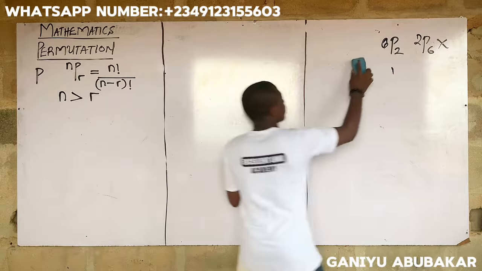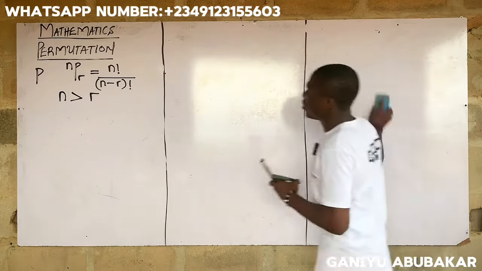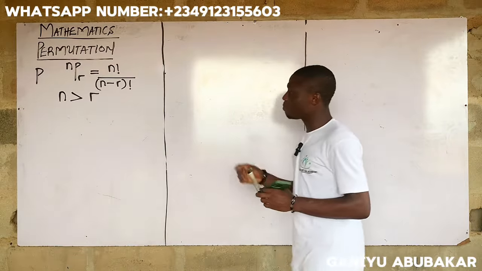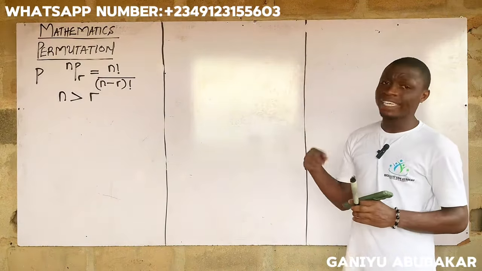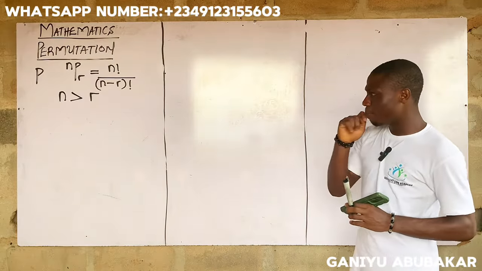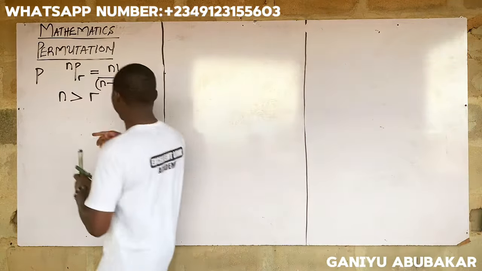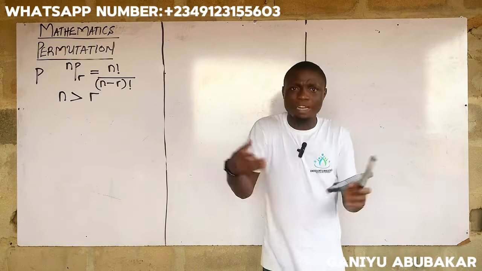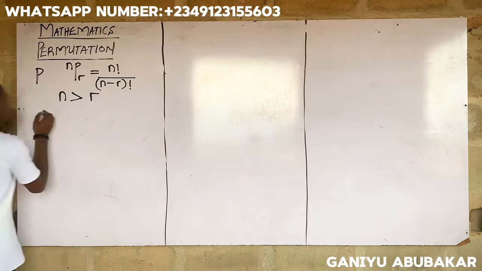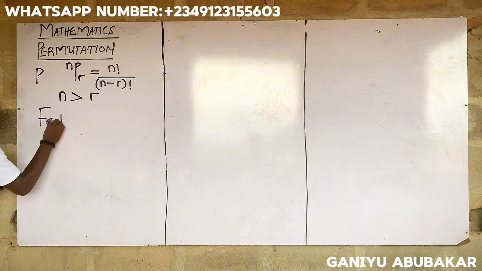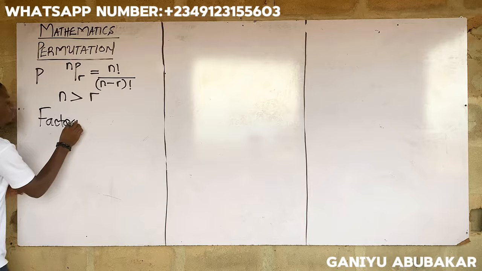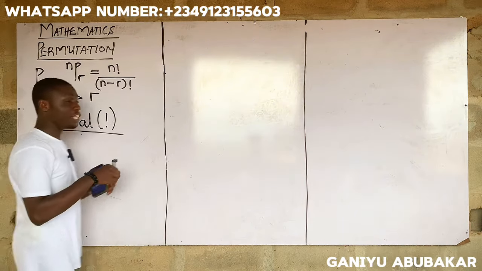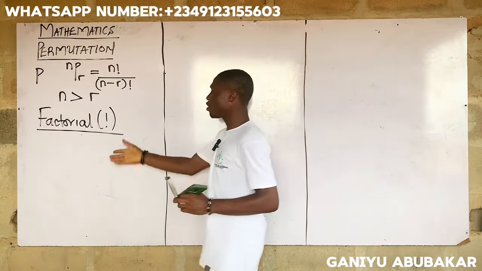All right, having discussed the mathematical expression and n being greater than R, let's look at something called factorial. As you can see from the mathematical expression, I'm saying factorial. What is factorial by definition? Let's look at the concept of factorial. The symbol is an exclamation mark, from English, we call this exclamation mark. But let's look at the definition, please.